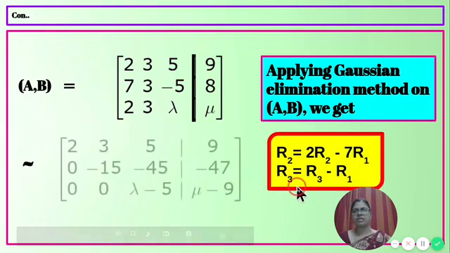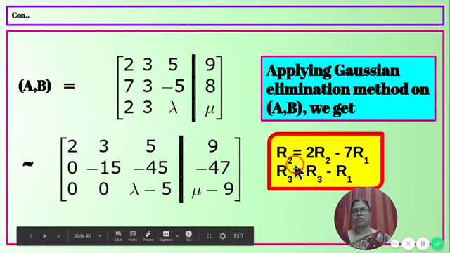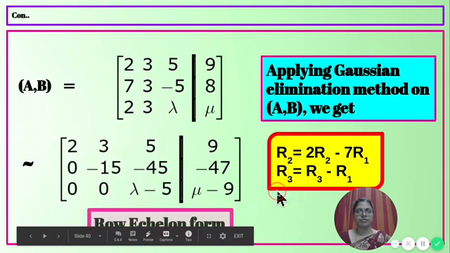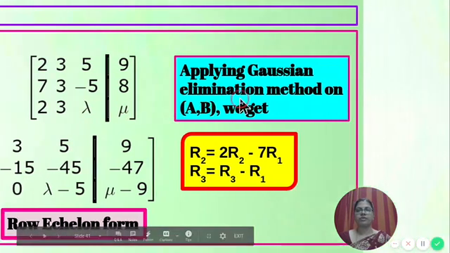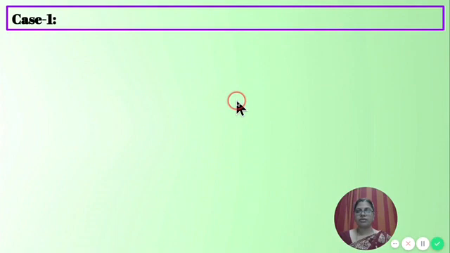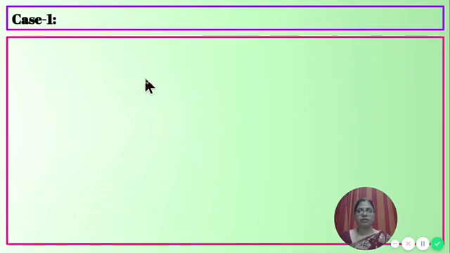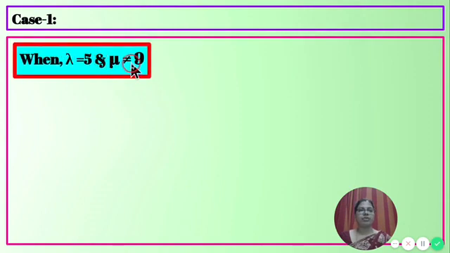For that I am applying these linear operations: R2 = 2R2 - 7R1, R3 = R3 - R1. So after applying this, we have transformed the augmented matrix into an upper triangular matrix, that is a row echelon form. So now we can say what the values of lambda and mu are for case 1.